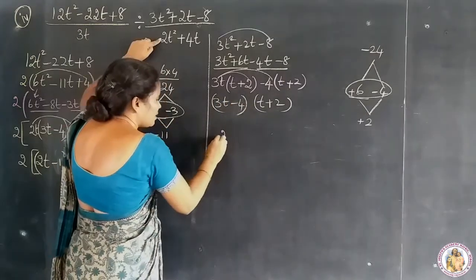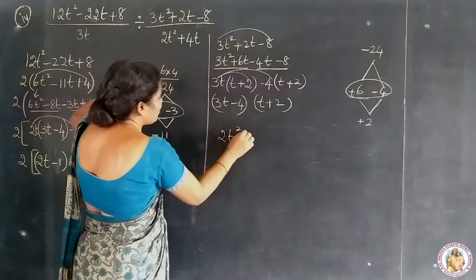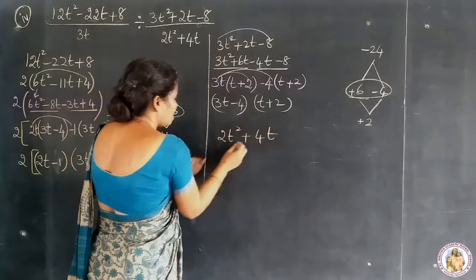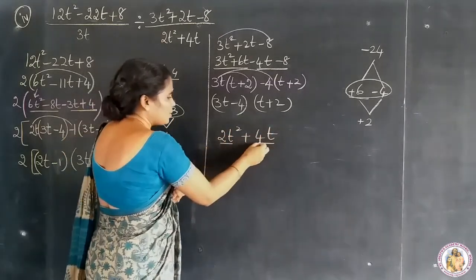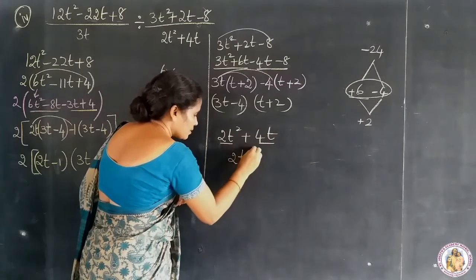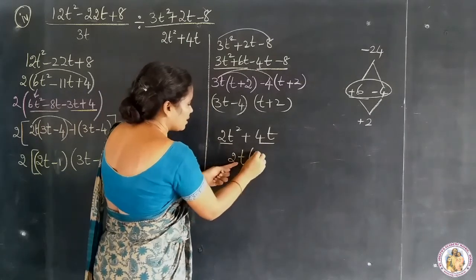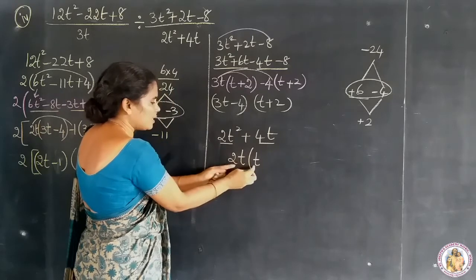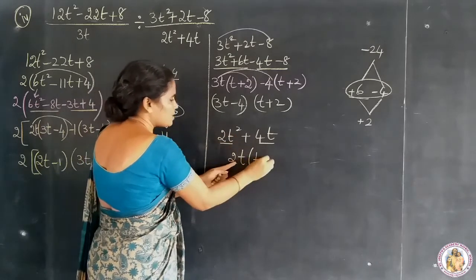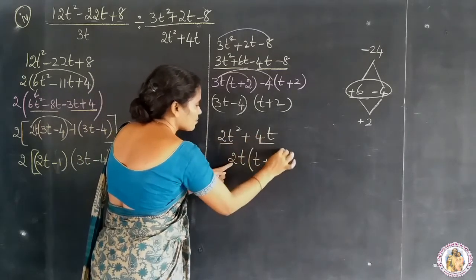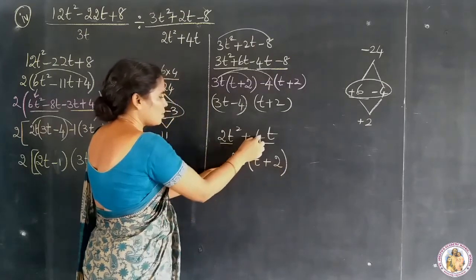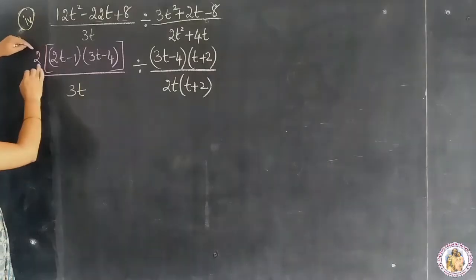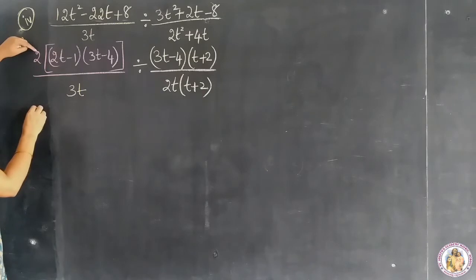Okay. Then write 2t square plus 4t. 2t is common. 2t, if you multiply with t, it will become 2t square plus 2 2s are 4. So 2 2s are 4 into t. Okay, now writing the factors in the proper places. Now let us simplify.